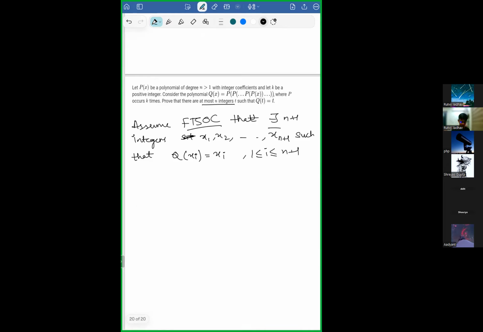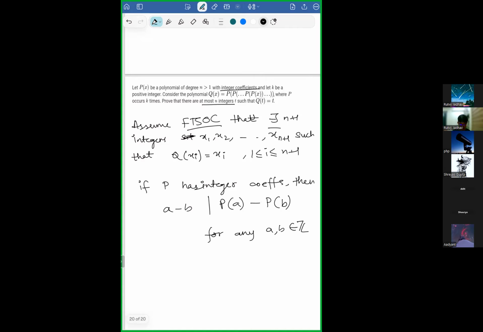Here it is specifically mentioned that p has integer coefficients, right? So whenever you see integer coefficients in most of the problems, you should first recall that if p has integer coefficients, then a minus b divides p of a minus p of b for any integers a and b. You should always remember this whenever you see an integer polynomial problem. You should use this.